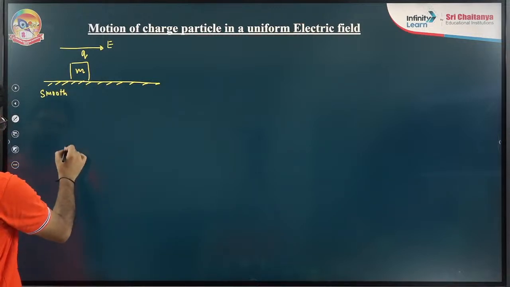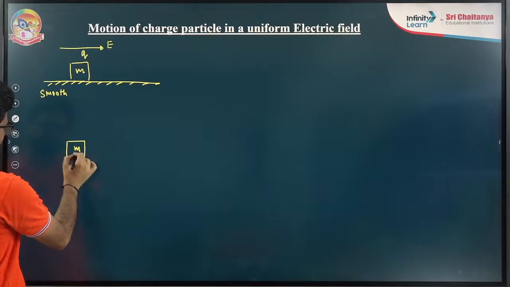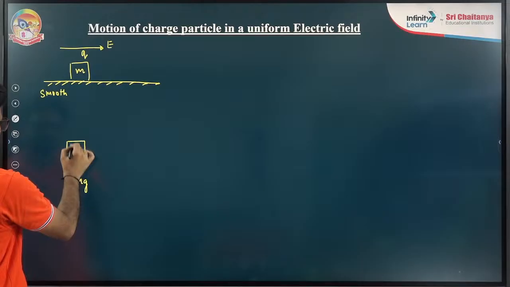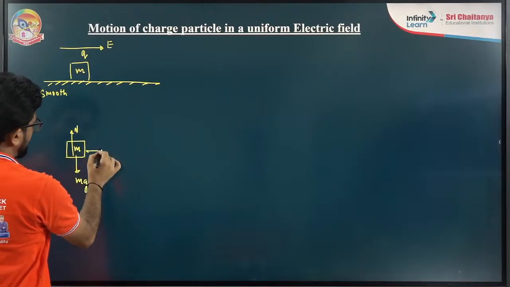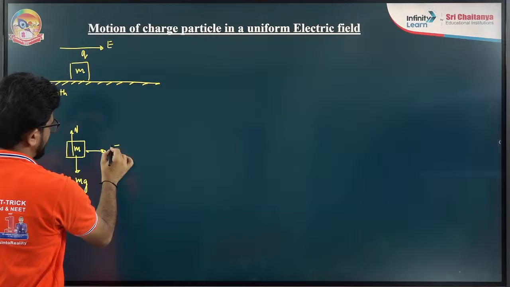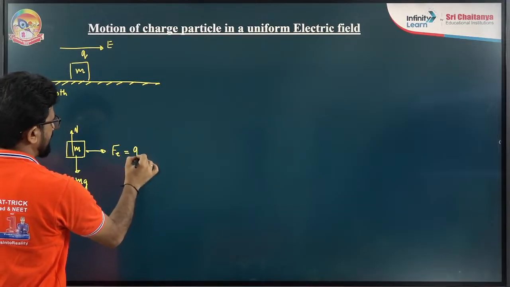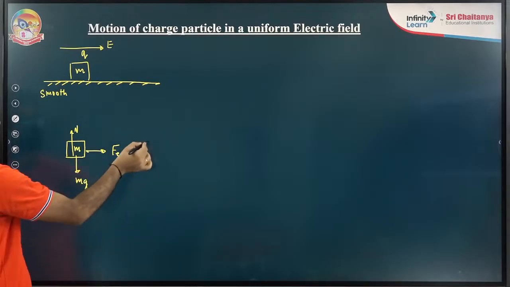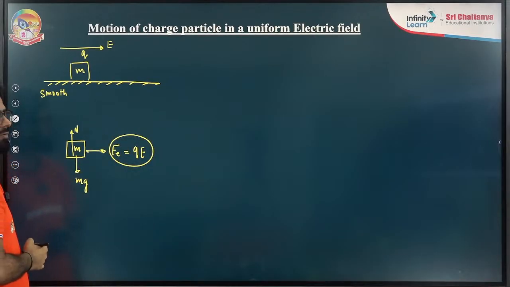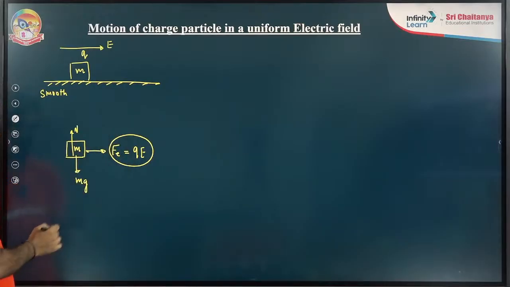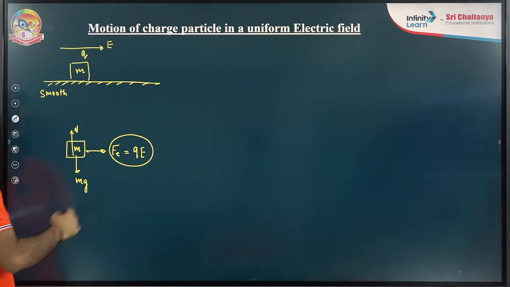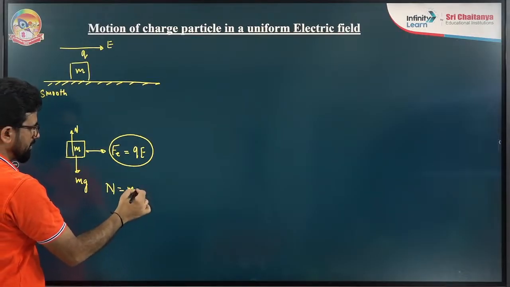So you can say, sir, we can make the FBD. This mass is M. Downward force would be mg, upward force would be normal, and horizontal force would be the electrostatic force, that is Fe, or we can say Q into E. That means in the horizontal direction there is one force, Fe, equal to Q into E. But the vertically upward and downward forces balance each other. The particle is not moving upward or downward, that means normal is equal to mg.